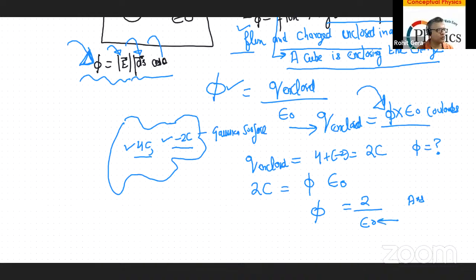So if you have to establish a relationship between the charge enclosed in a Gaussian surface and the flux enclosed by the Gaussian surface, this is the way to go.